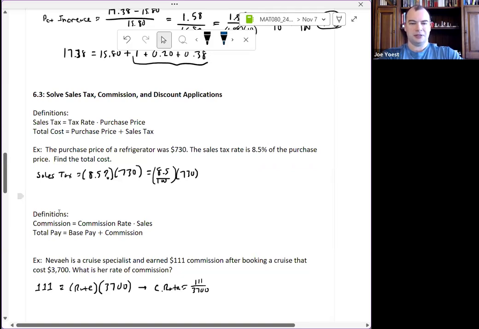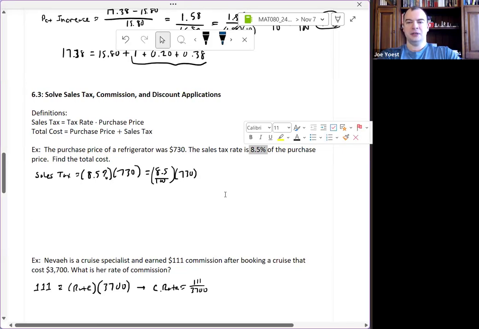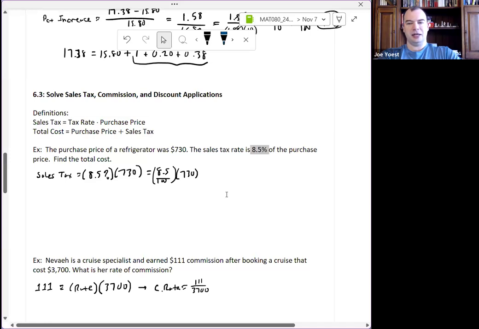Okay, next up is a sales tax problem. Let me actually just delete my definitions here to give me a little more room. So, sales tax problem. We have a refrigerator, its purchase price was $730, and the sales tax rate is 8.5% of the purchase price. Find the total cost.